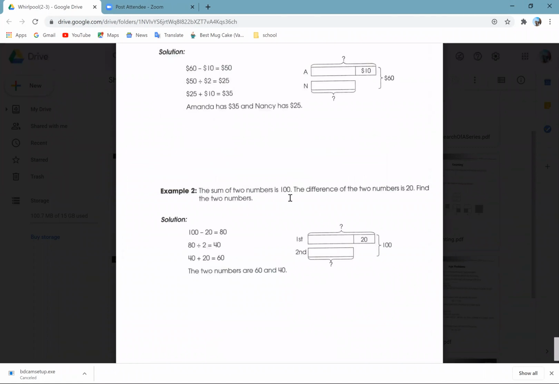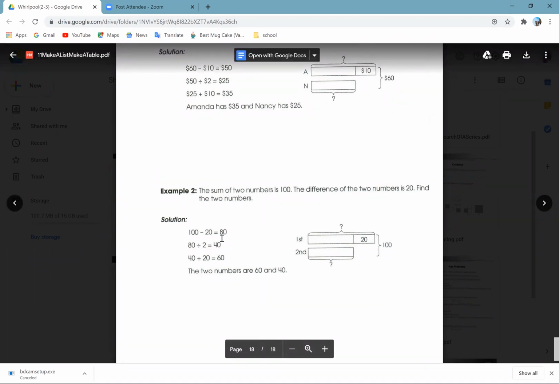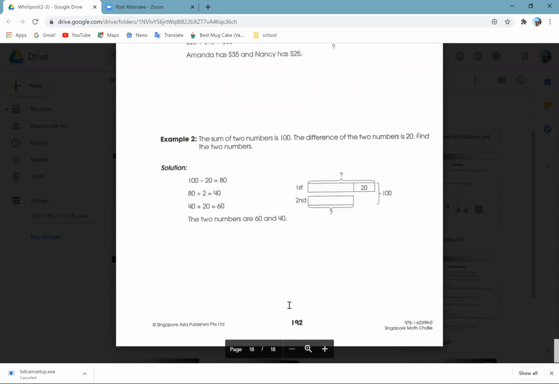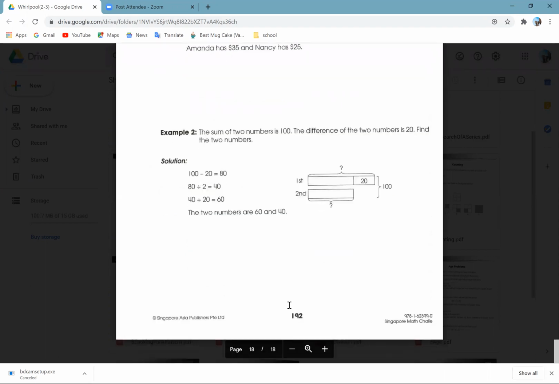The sum of the two numbers is 100. The difference is 20. So we added 20 right there. Find the two numbers. 100 minus 20 equals 80. 80 divided by 2 is 40. 40 plus 20 is 60. And the two numbers are 60 and 40.